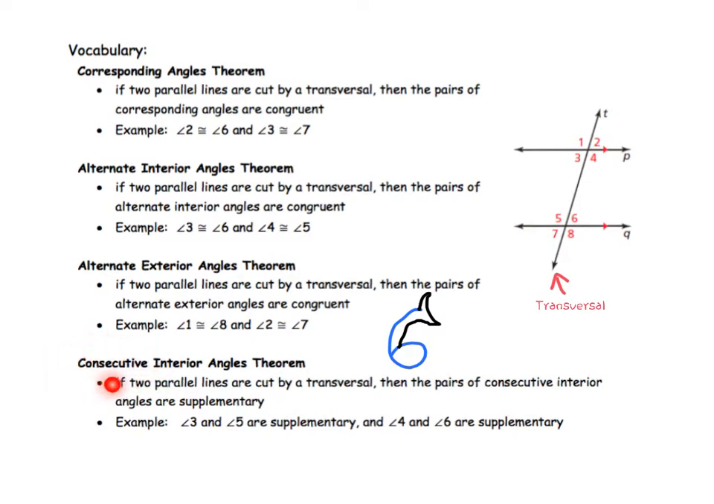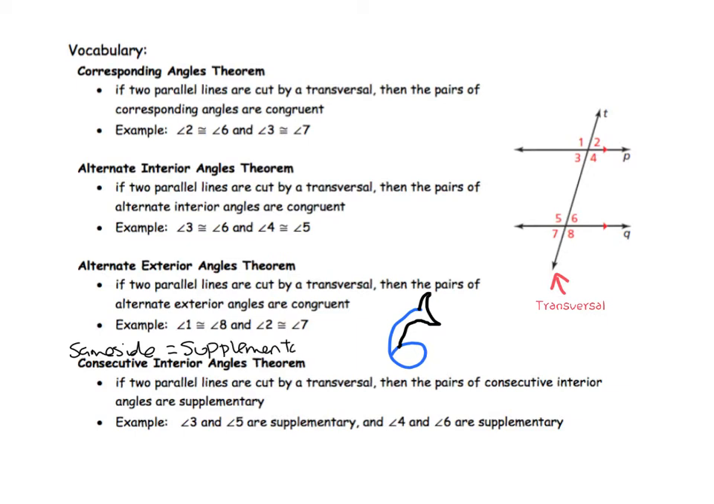Next, we have consecutive. Remember, consecutive can also be called same side interior angles. Interior, again, means inside of the parallel lines. Consecutive means the same side of the transversal. So we're looking at angles 3 and 5. Now, these are not congruent. And this is kind of why I like using the words same side instead of consecutive, because same side starts with the letter S, as does supplementary.